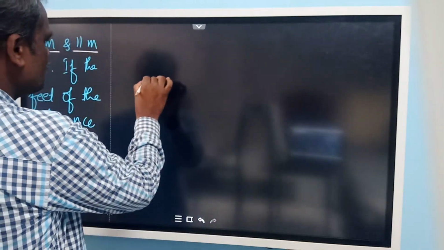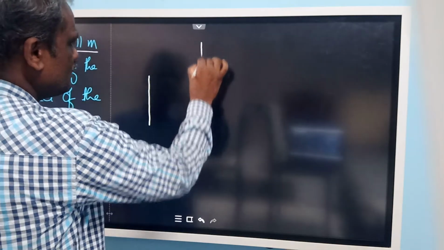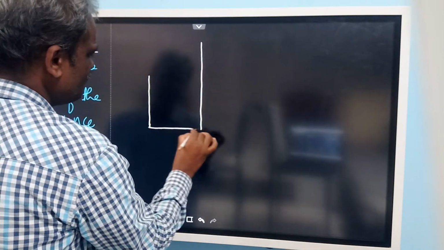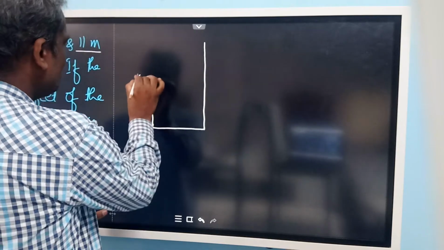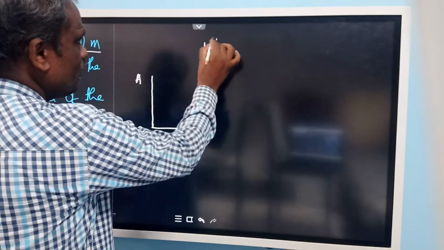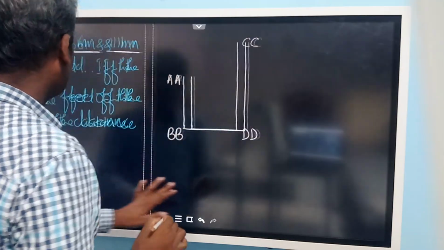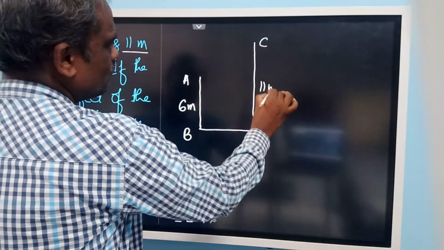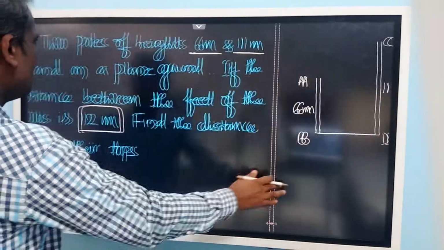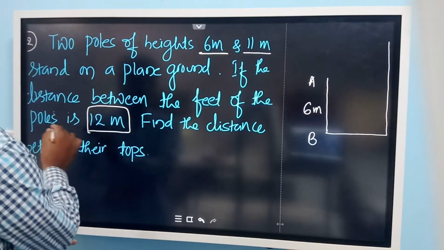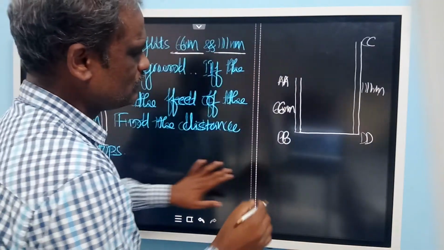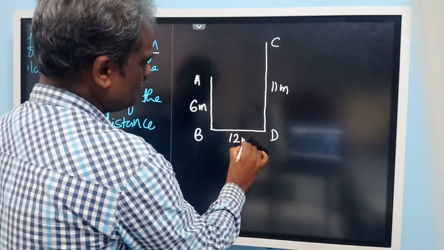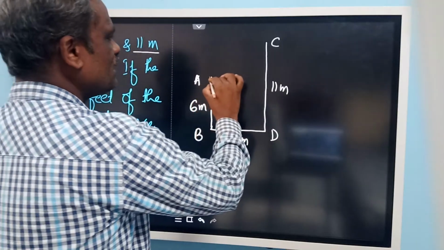Two poles. One is like this, and this is the distance between their feet. I take this as pole AB, another pole CD. Now one is 6 meter, this is 6 meter, this is 11 meter, and the distance between the feet of the poles is 12 meter. So this is 12 meter. Now I need to find out the distance between the tops.